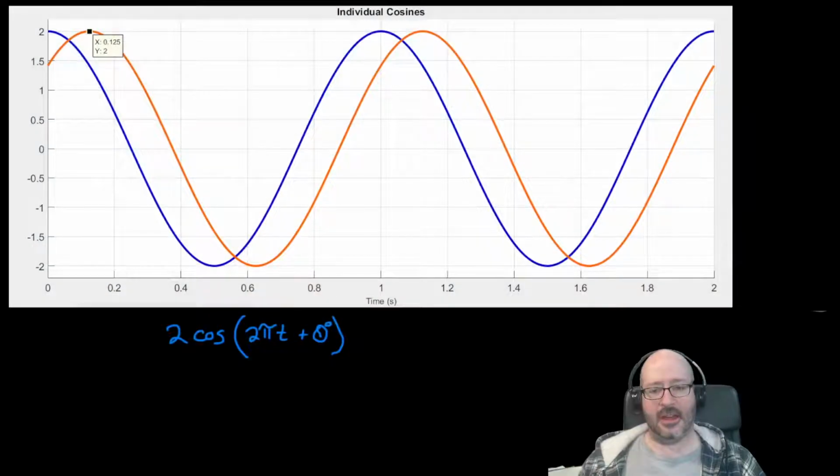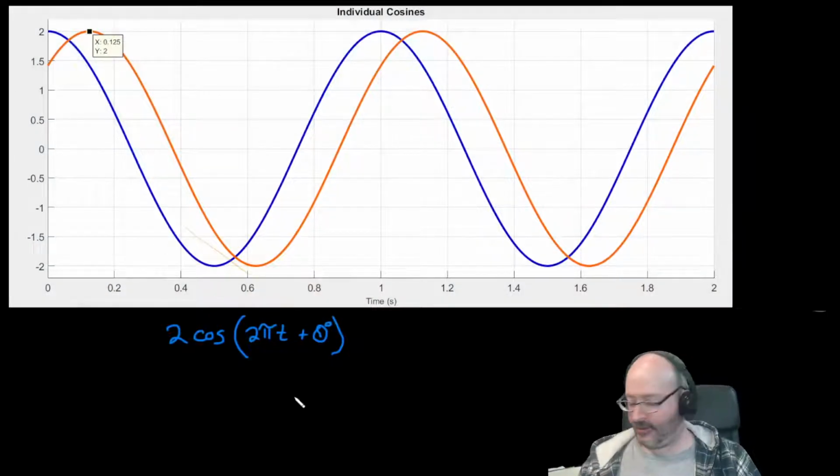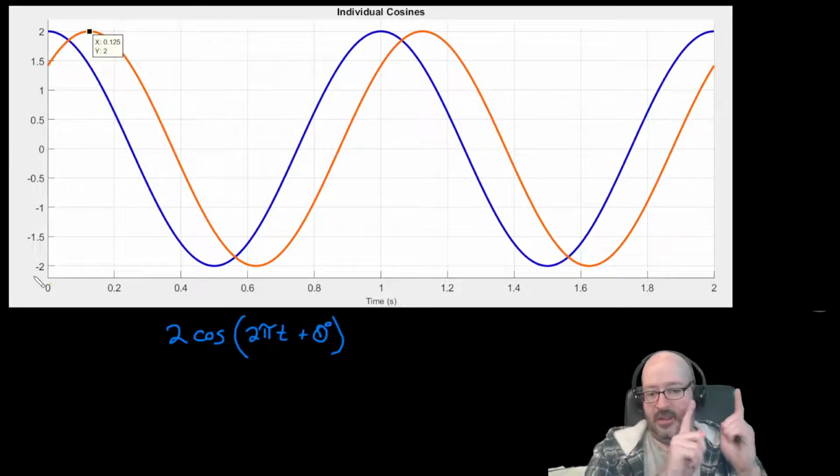I have a blue one and an orange one, and if you're looking at the blue one, you notice that the positive peak is here at t equals 0. So I've written the function here for that sinusoid. It's got a magnitude of 2. You see it peaks up here at 2. Its negative peak is at -2. So it's a phasor that's 2 units long as it spins.